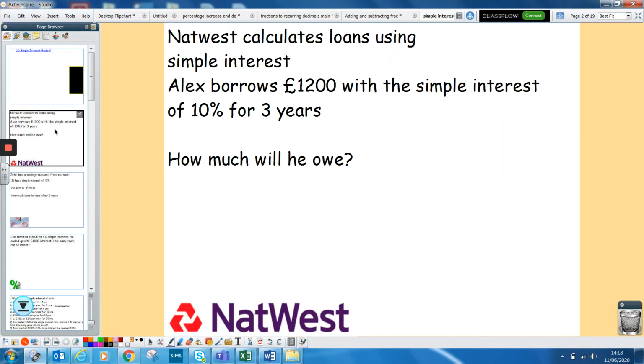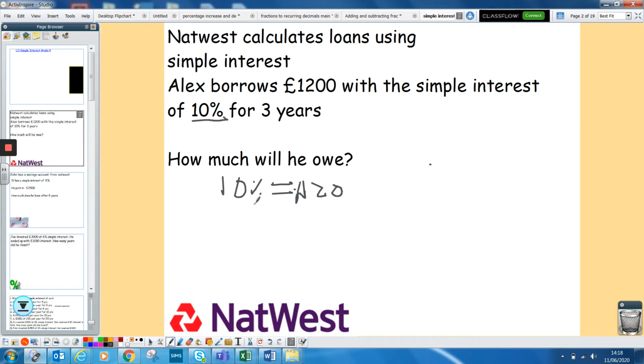So we start off today with simple interest. NatWest calculates loans using simple interest. Alex borrows £1,200 with a simple interest of 10% for 3 years. How much will he owe? So as I said, it's simple. What it's wanting us to do to start off with is just work out the 10%. 10% of 1,200, obviously dividing by 10, will be £120. Because it's simple, that is the interest that they will charge each year.